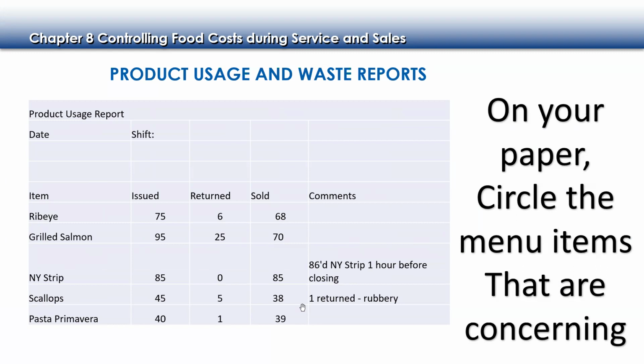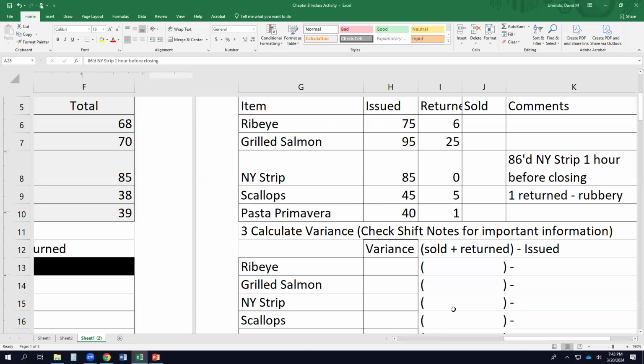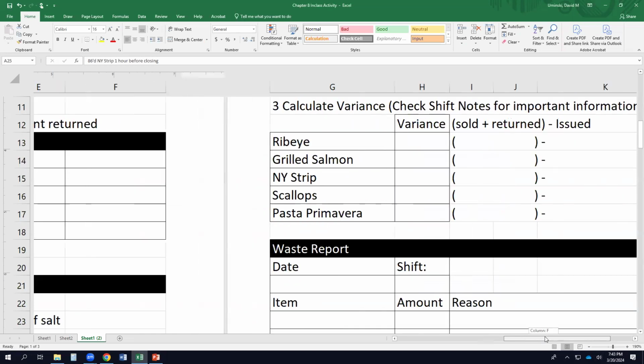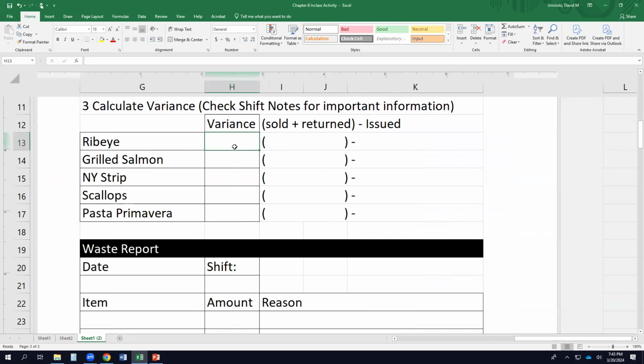Okay. So 68, 70, 85, 38, and 39. Okay. So now, if we look right below, we want to calculate the difference of each one that we sold versus what we actually returned back into our inventory. Okay. So let's do the ribeye together.